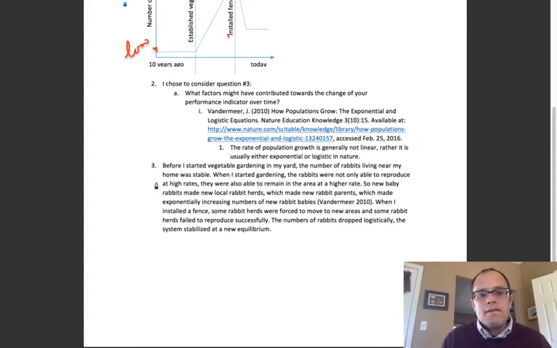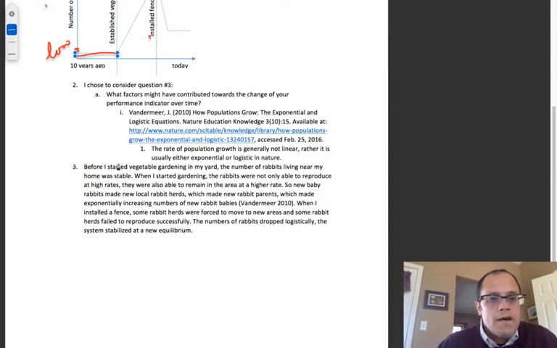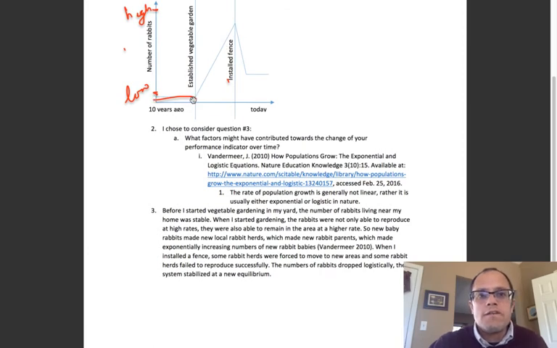And here's mine. You know, before the vegetable garden came, the number of rabbits living near my home was stable. That's why I drew this line here like this. But let's see, I didn't want an arrow there. Sorry about that. I just wanted more of a line. But then like we discussed earlier, it started to increase. And decrease after the fence, right? So that's what I wanted to show.